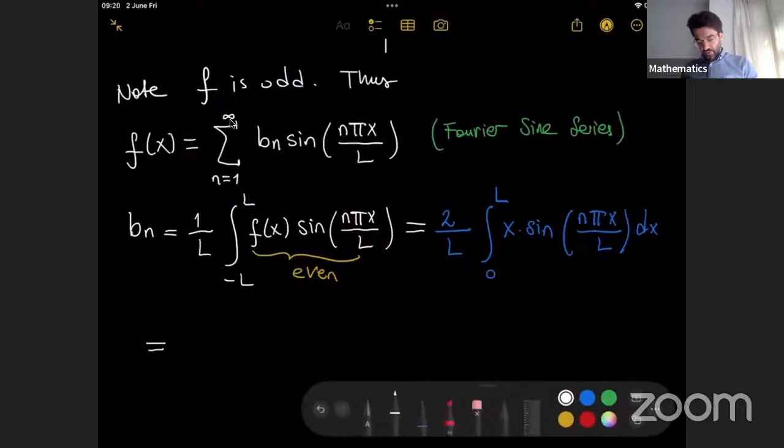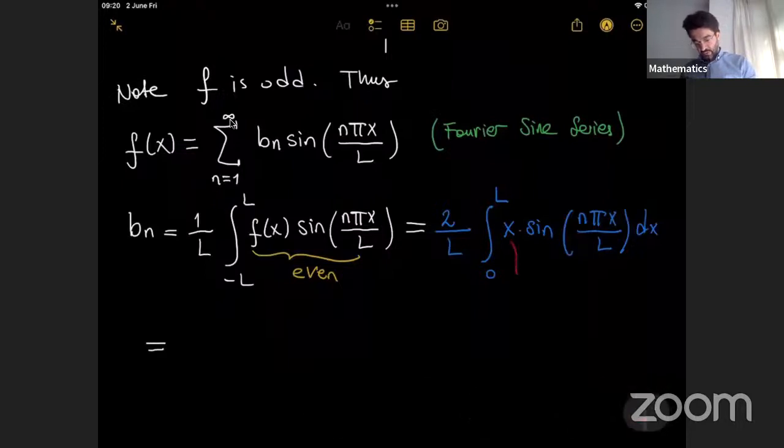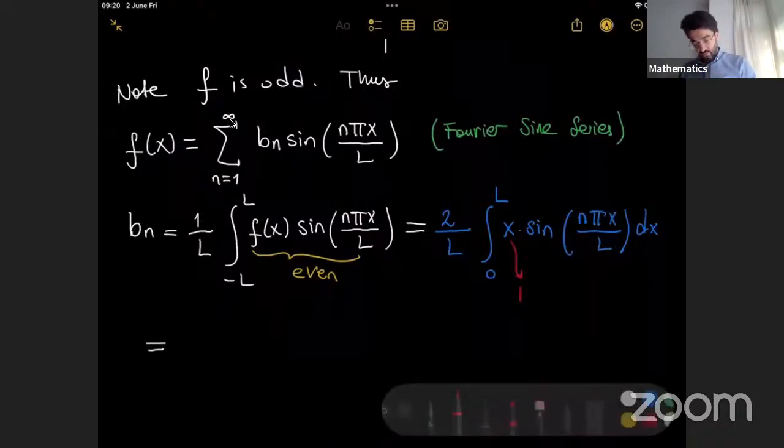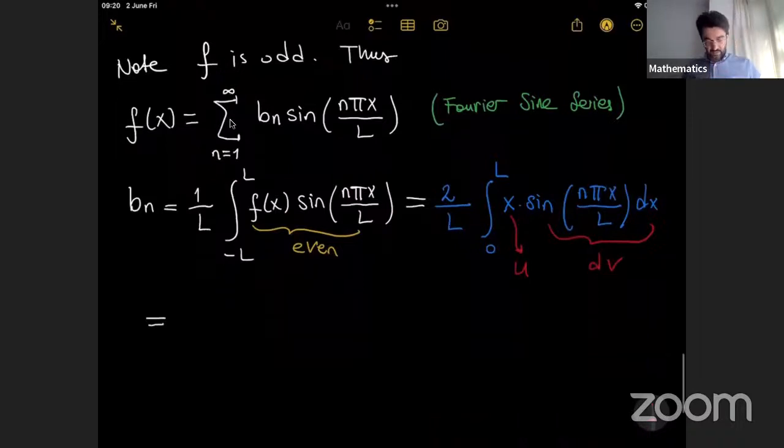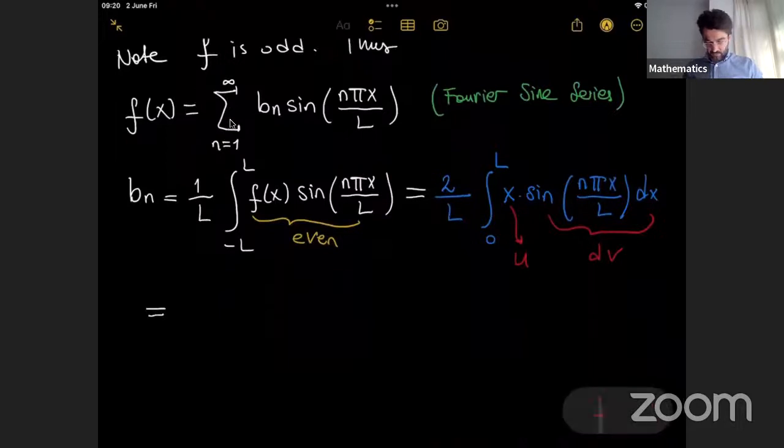We need to get rid of this x here. So we will use integration by parts. I will say this is u and this part is dv, okay? Integration by parts. So let's do it.